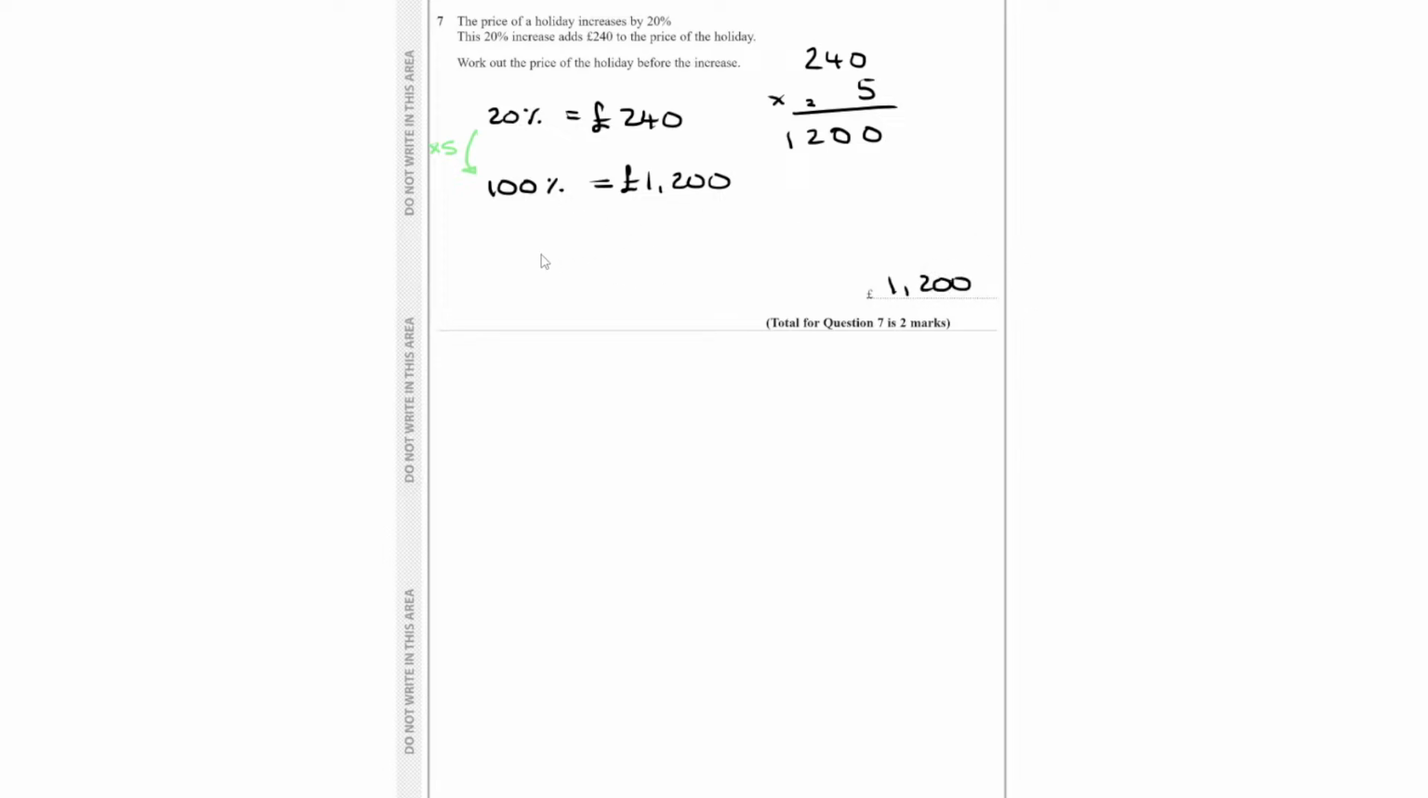If I had a calculator, what I would have probably done is 240 divided by 20%, which is 0.2 in the calculator, isn't it? That would have given you the same answer, but obviously in this case, it doesn't really make sense to use decimals.